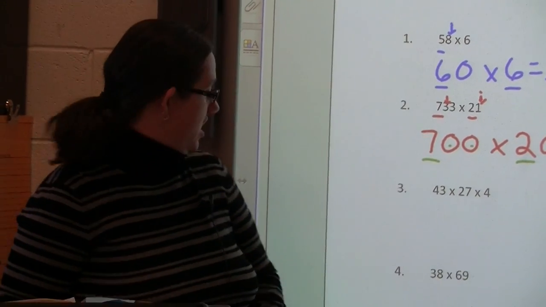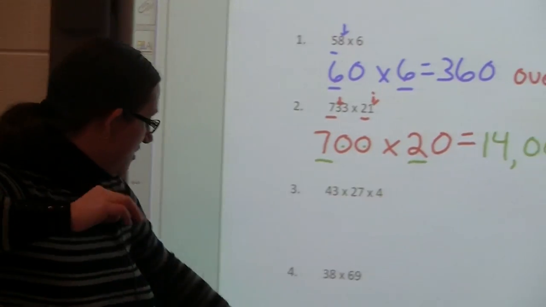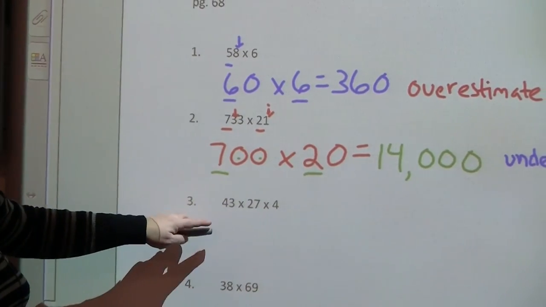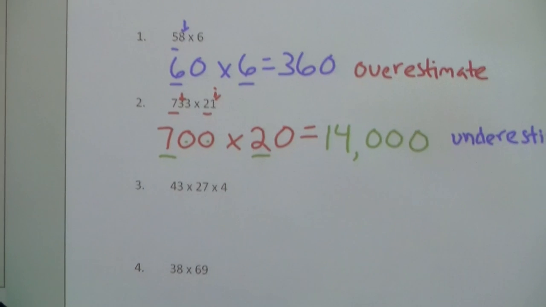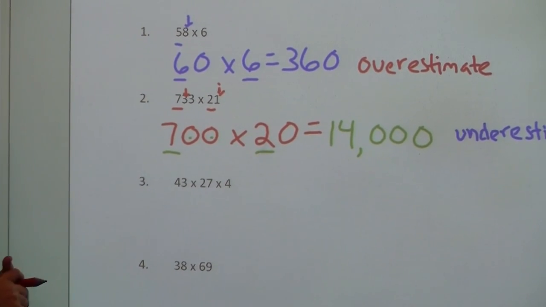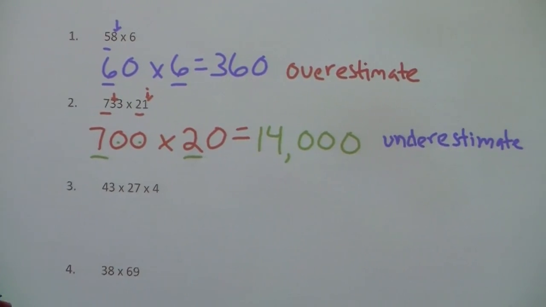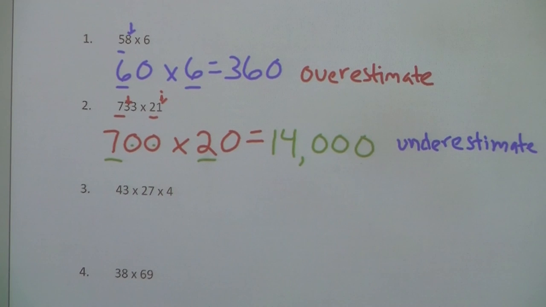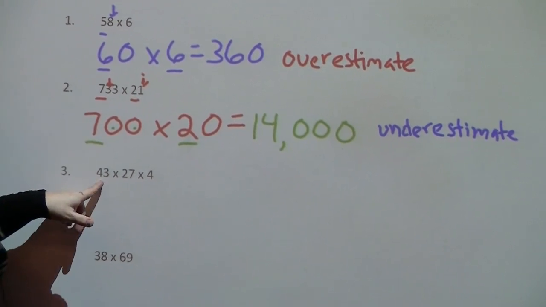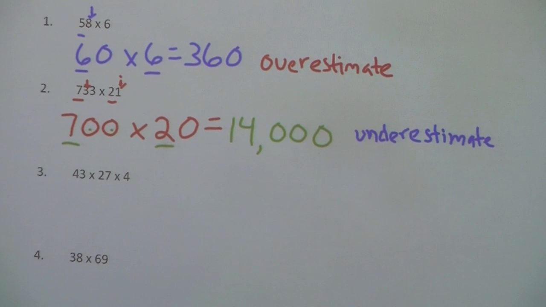So for number 3, oh, I don't like these misspelled. For number 3 here, we have 43 times 27 times 4. Okay, now we have to not round, we have to find compatible numbers, meaning numbers that are easy to multiply in our heads by ourselves. So what number is compatible or close to 43 that's easy to multiply?